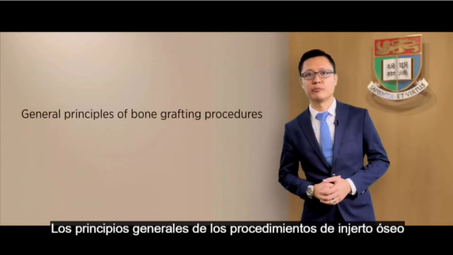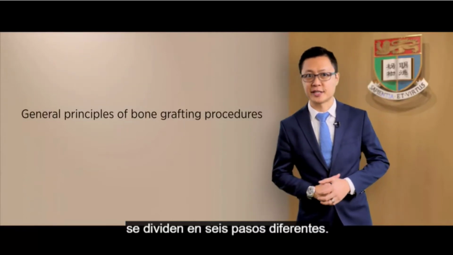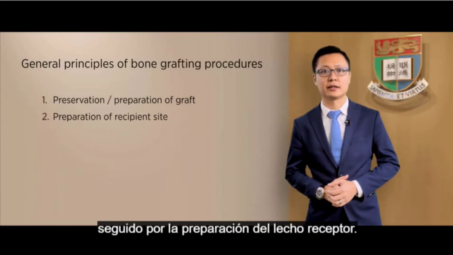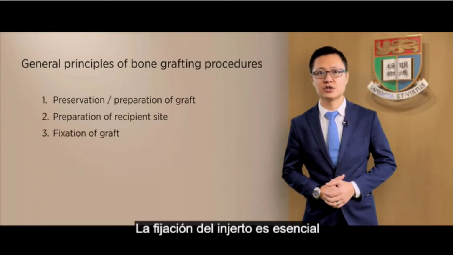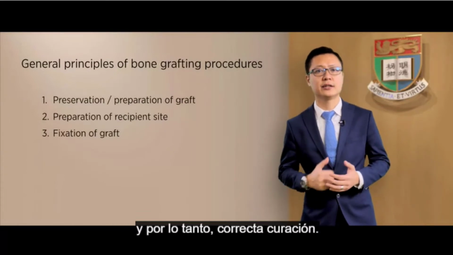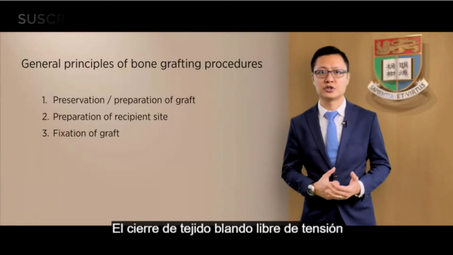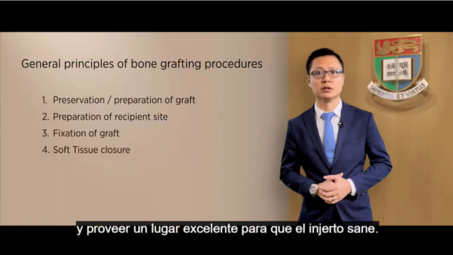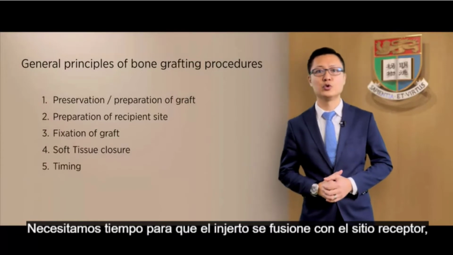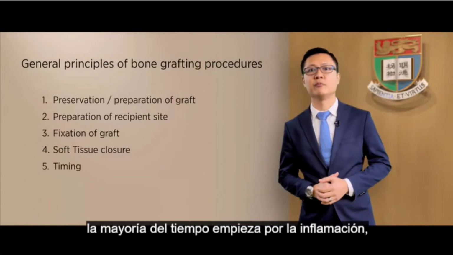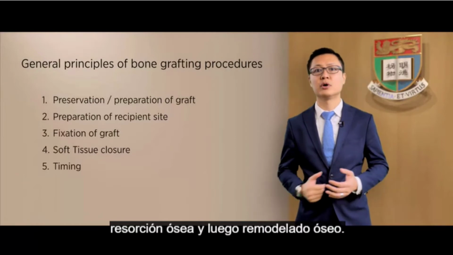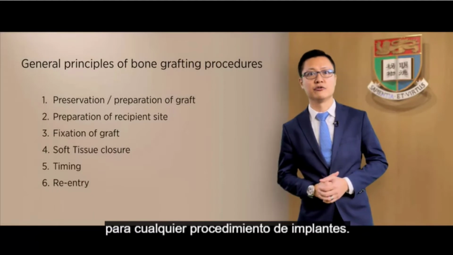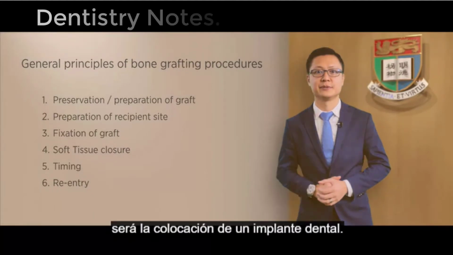The general principles of bone grafting procedures are divided into 6 different steps. First, you need to harvest and prepare the graft, followed by preparation of the recipient bed. Fixation of graft is essential to let vascularization take place, and thus proper healing. Tension-free soft tissue closure is the key to protect the graft and provide an excellent place for the graft to heal. We need time for the graft to fuse with the recipient site. Most of the time it starts with inflammation, bone resorption, and then bone remodeling. After all, we need to re-enter the site for any implant procedures. For instance, in this situation it will be a dental implant placement.